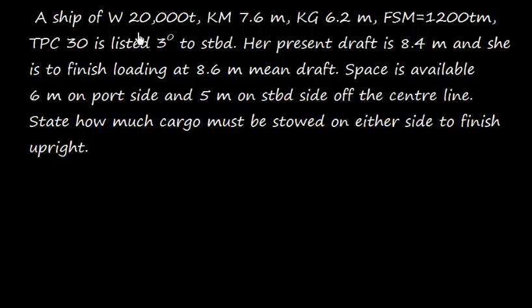A ship of 20,000 ton, KM 7.6, KG 6.2, free surface moment 1200 ton meter, TPC 30, is listed 3 degree to starboard. Her present draft is 8.4 meter and she is to finish final loading at 8.6 meter. Space is available 6 meter on port side and 5 meter on the starboard side of the center line. State how much cargo must be stored on either side to finish upright.